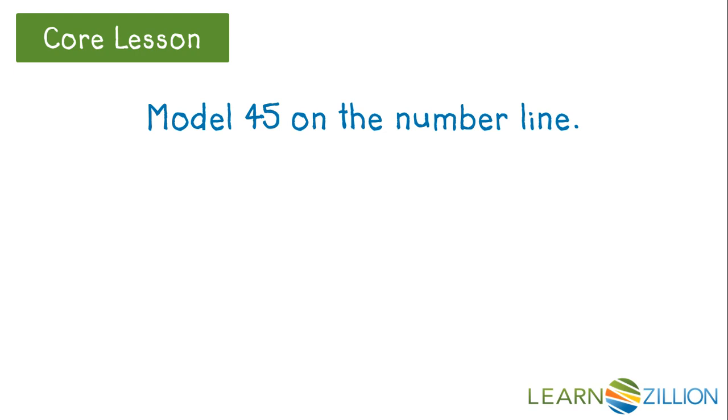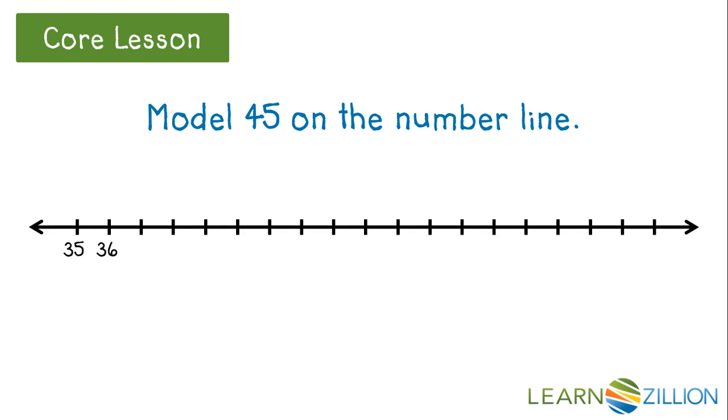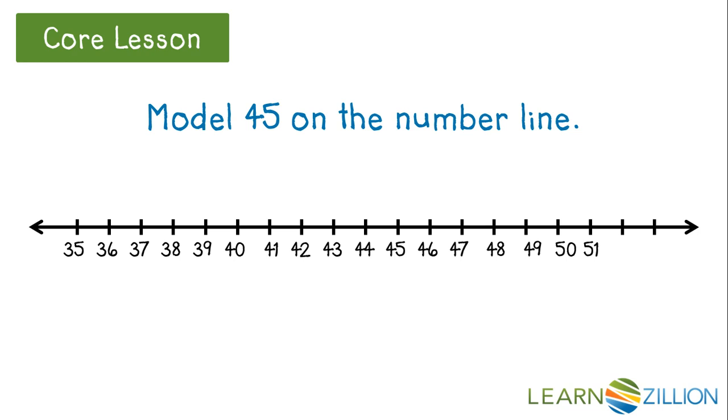So let's model 45 on a number line. As we see these numbers come up, we're watching our scale and see it counts by ones. It starts with 35, goes to 36, 37, 38, and so on. We have 4 tens in 45. We can start at 40, 5 ones, we can do 1 jump of 5, 40 to 45.